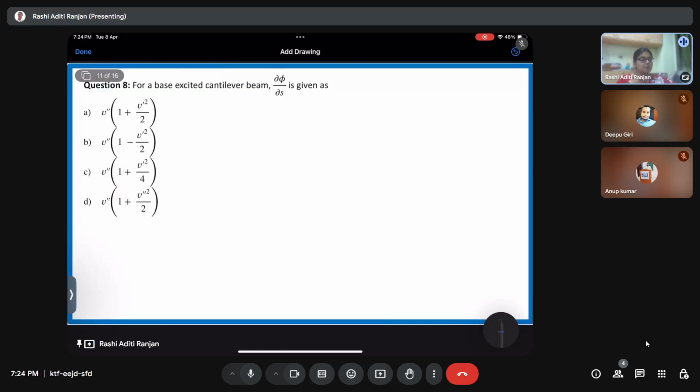Coming on to this question. For a base excited cantilever beam, del phi by del S is given as follows. So firstly, what is a base excited cantilever beam? We have a cantilever beam. Let us suppose we have a disc over here. Now, if this cantilever beam gets displaced, something like this.